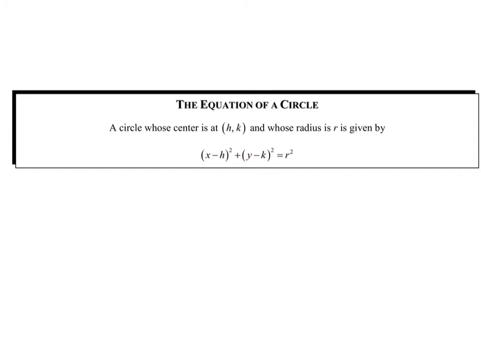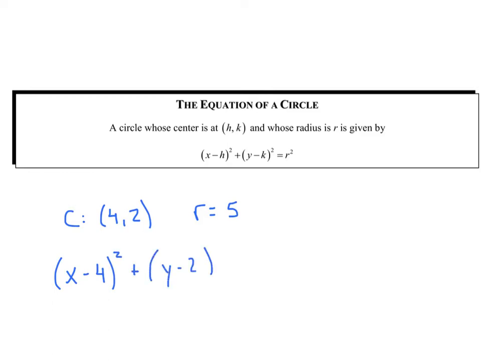On that last problem, on the last page, they said that the center was at (4, 2) and the radius was 5. After I used the Pythagorean theorem, do you remember what we had? We had (x minus 4) squared plus (y minus 2) squared equals 25. You can see how that matches up with the general form. We had an h value of 4, a k value of 2, and an r value of 5. So it matches up perfectly.